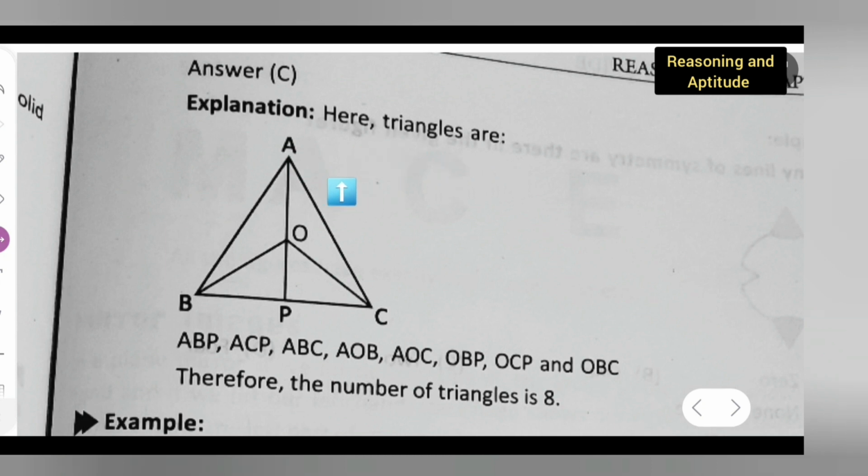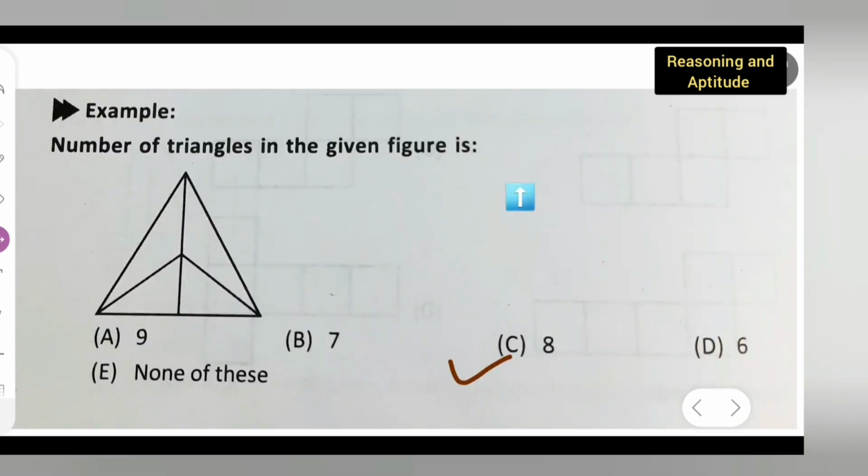Here triangles, see I have given some names A, B, C, O and P, okay. So A, B, P, okay. Next will be A, C, P. Next will be A, B, C, A, O, P, A, O, B. Names of the triangles in the figure. A, O, C, you can take this triangle, or O, B, P. All the possible outcomes. O, C, P and O, B, C. Okay. So therefore the number of triangles is 8. So basically there are how many triangles? 8.